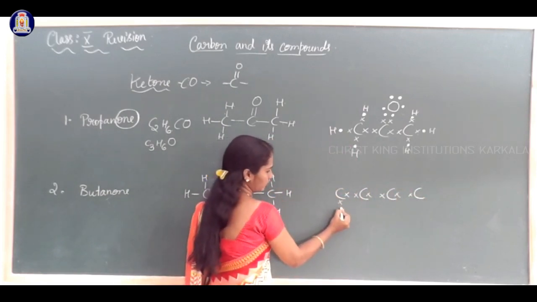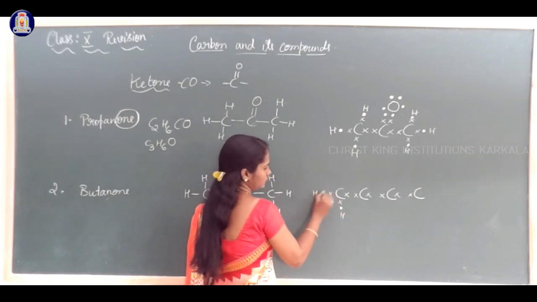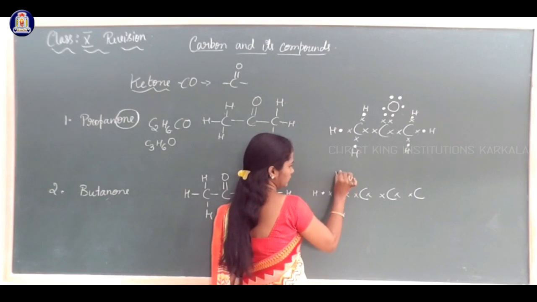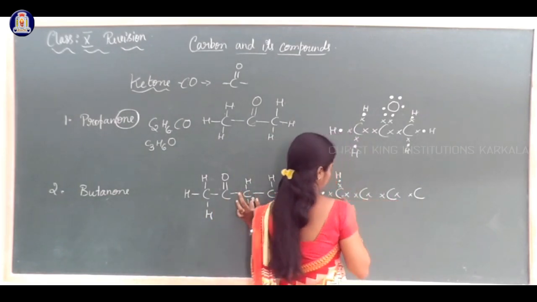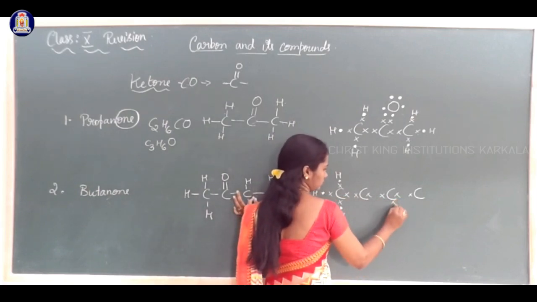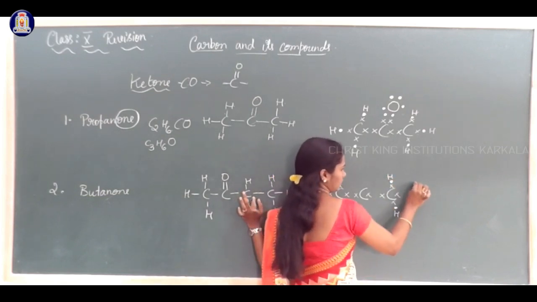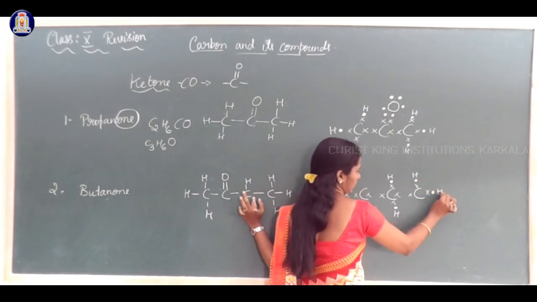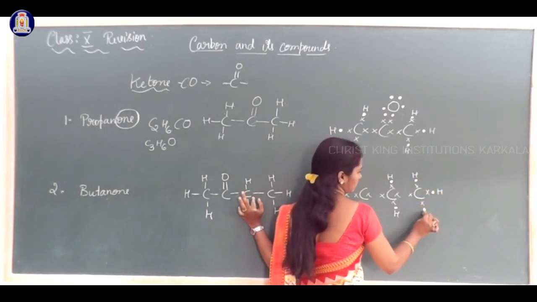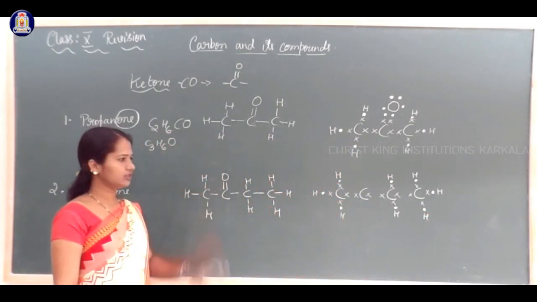Now single bond with the hydrogen, into dot H. Second one, third one. First, second, third, each into dot H. Now come to the second carbon, double bond with the oxygen.